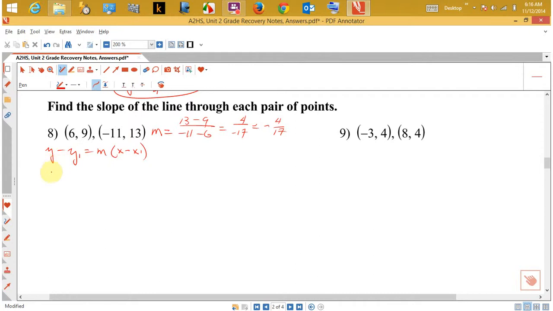So let's go ahead and put those values in here. Now the y1 and x1 are any point that I choose. So this x value here, x1, I think I'll pick as 6, and the y1 will be 9. So let's go ahead. Y minus y1 is equal to the slope times x minus the x1 coordinate.